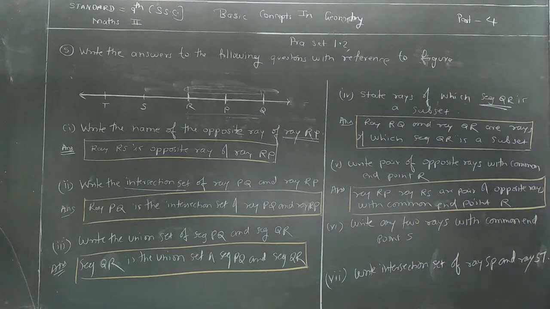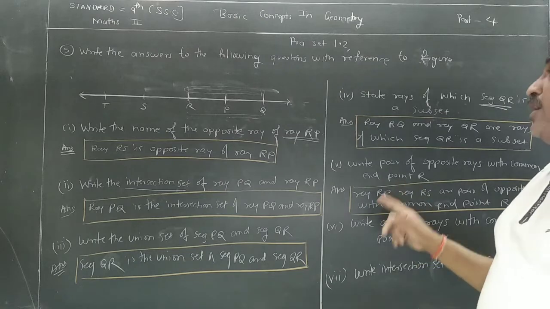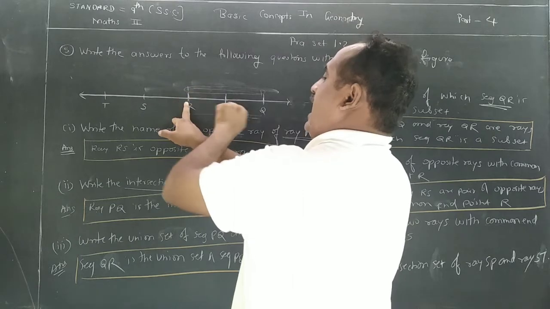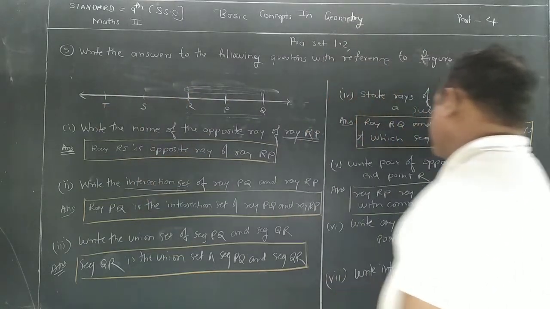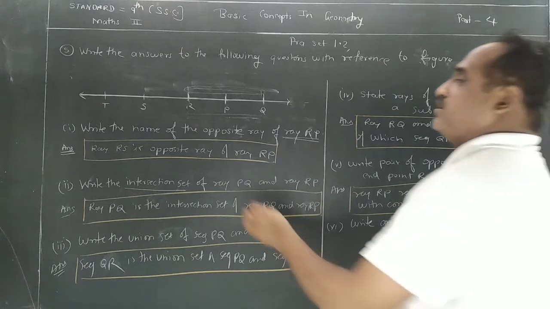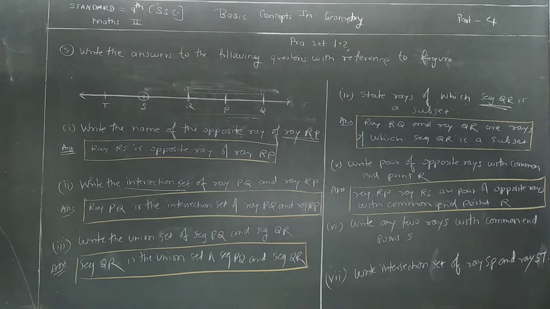See once again, which are the pair of opposite rays with common endpoint? I said earlier, people call the starting point the end point. Which is the end point? R. A ray of R is going this way, that is the end point R, and on that side R is again the end point. So ray RP and ray RS. But instead of RP you can write RQ, instead of RS you can write RT also. Again the same question is there. Write any two rays with common endpoint S. How many rays are coming out of S? TS, and same thing. This is what you have written over there. That you are going to write.